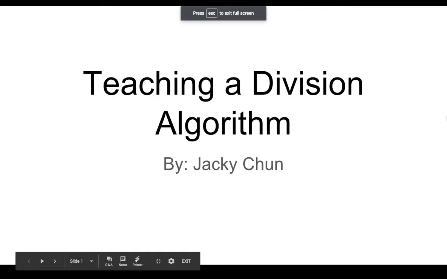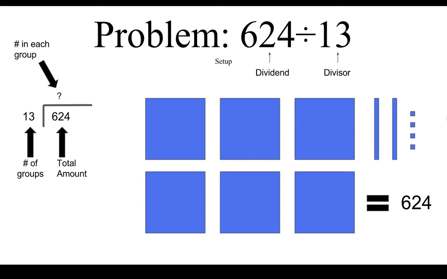Hi, today I'm going to be teaching the division algorithm. So the problem is 624 divided by 13, and we need to set it up in the algorithm. We put the dividend on the inside, and then we put the divisor on the outer side.